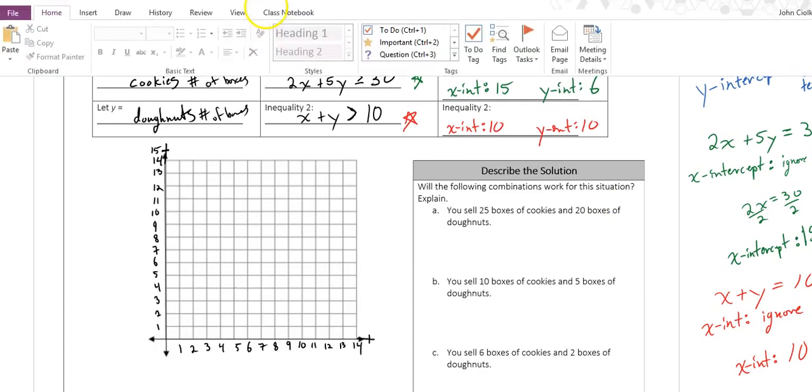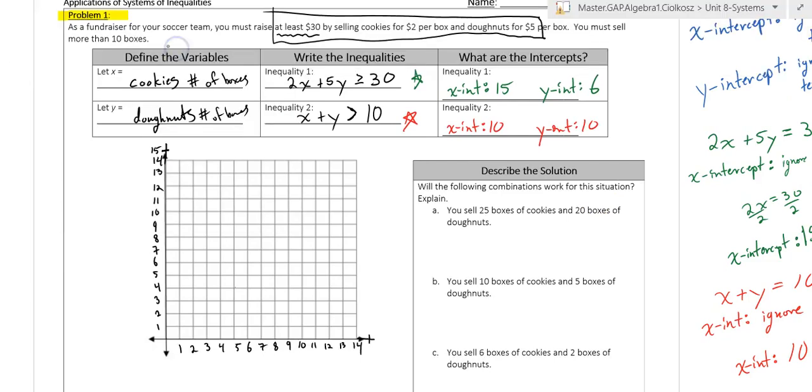Okay, so now I'm going to graph my two inequalities. So let's start with my green one. Here I have an x-intercept of 15. So I'm here at 15, and a y-intercept of 6. So now I'm on the y-axis at 6. This is an or equal to inequality. So what that means is I have that solid line.